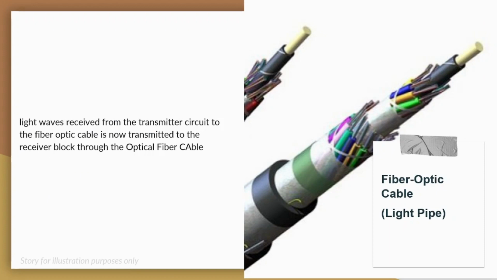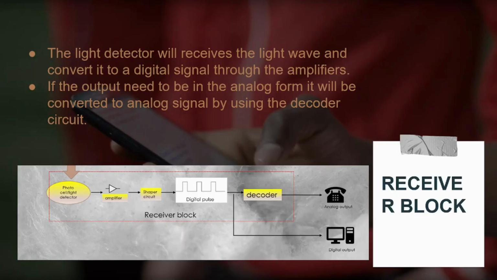Then the light wave from the transmitter circuit will be sent through the fiber optic cable to the receiver block. In the receiver block, the light detector will receive the light wave and convert it to a digital signal through the amplifier. Then if it is a digital output, it will output what has been converted. But if it is an analog output, it first will go through the decoder to be converted to an analog signal.